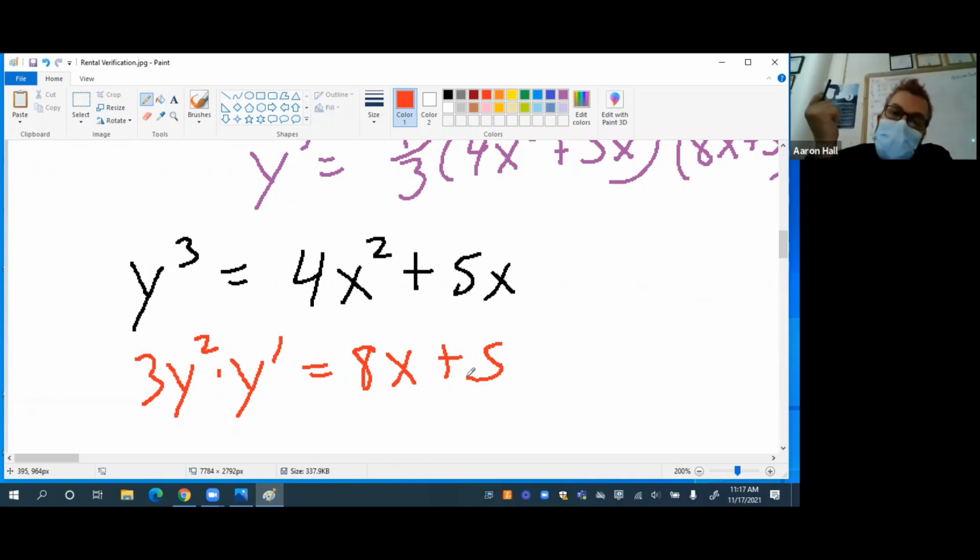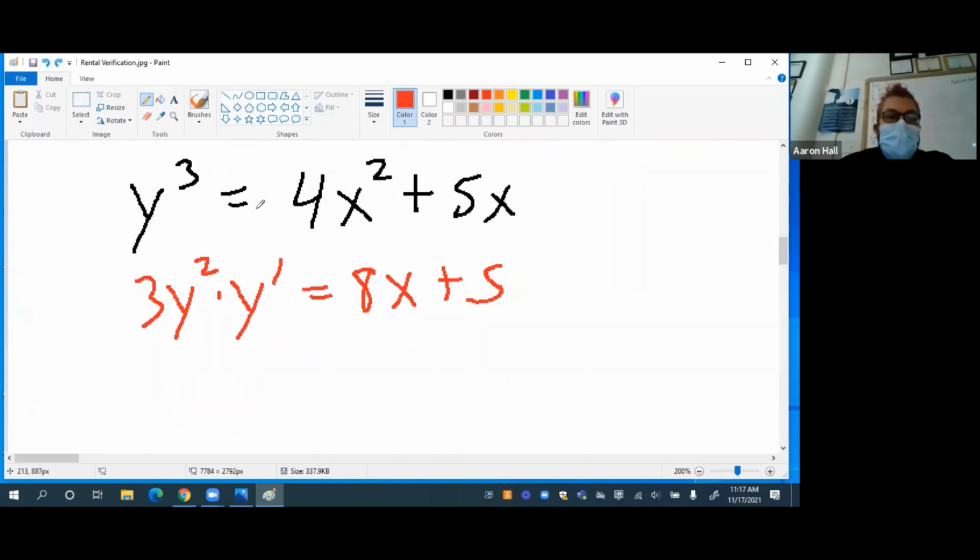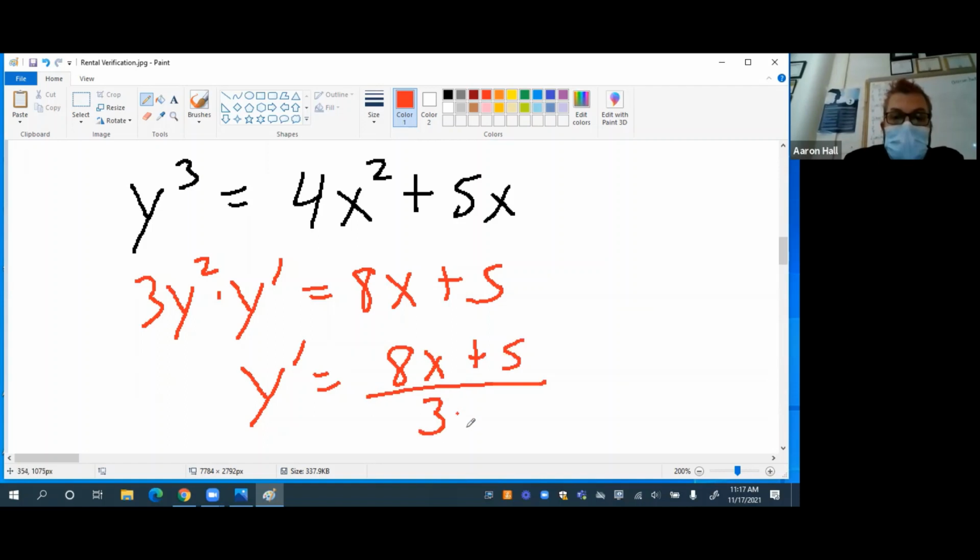If we solve for the derivative of y, will it give us this? So what do I do? How do I get y prime by itself? 3y squared. Yeah, I need to divide by that. And so that's going to give me y prime equals 8x plus 5 over 3y squared. And now you put in y. We need to know what y is.